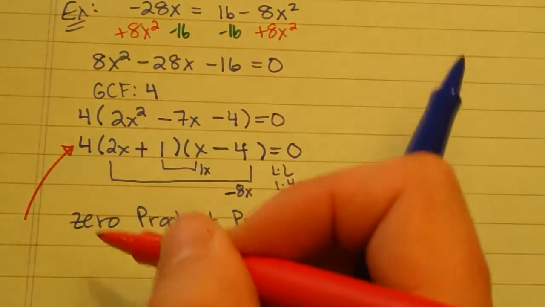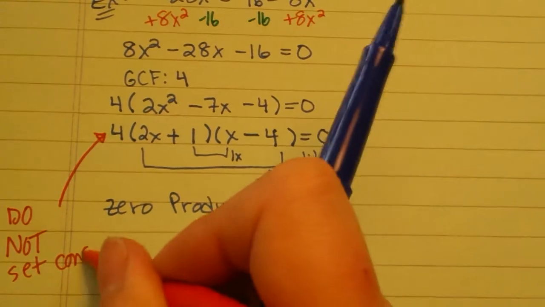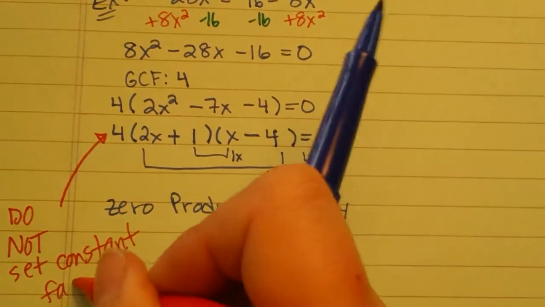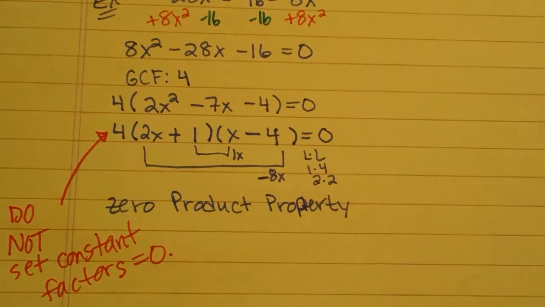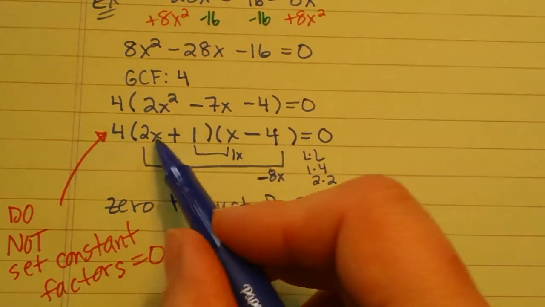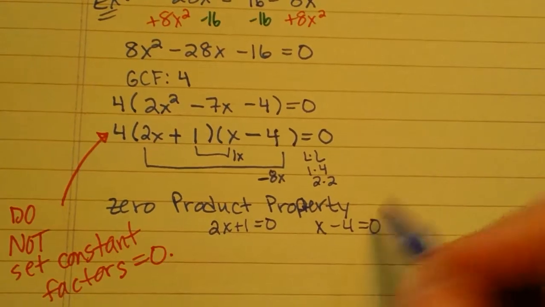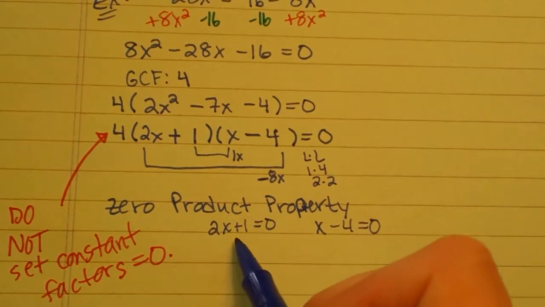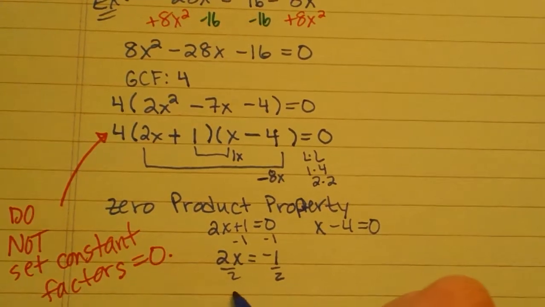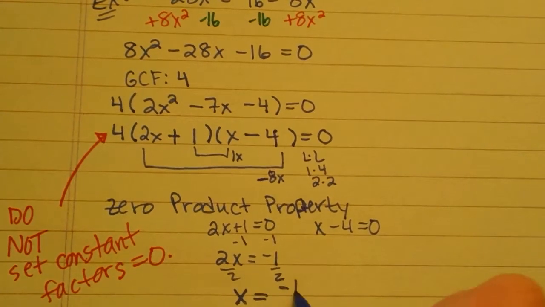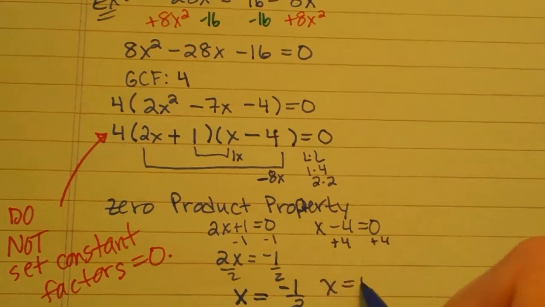So I'm just going to make myself a note. That is, do not set constant factors equal to 0. And a constant factor is a factor that does not have a variable. So I will go ahead and set the 2x plus 1 equal to 0 and the x minus 4 equal to 0. And subtract 1, so 2x equals negative 1. Divide by 2 gives me x equals negative 1/2. And then the other one, add 4, gives me x equals 4.